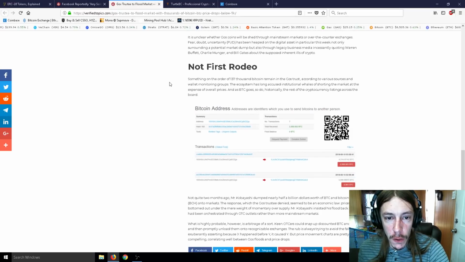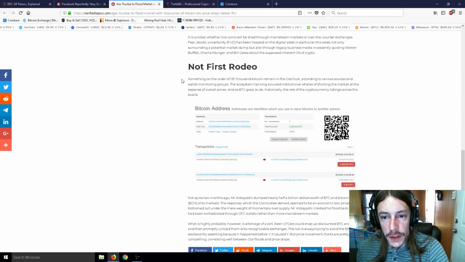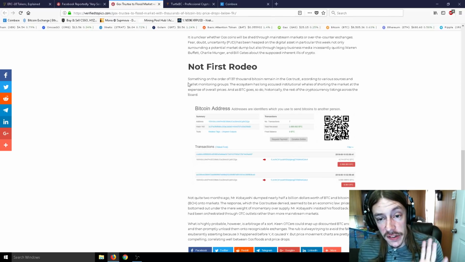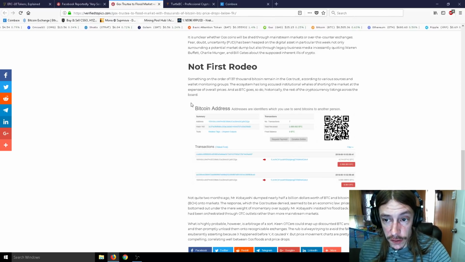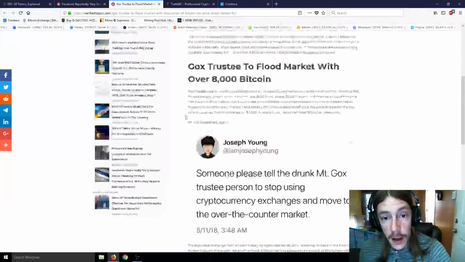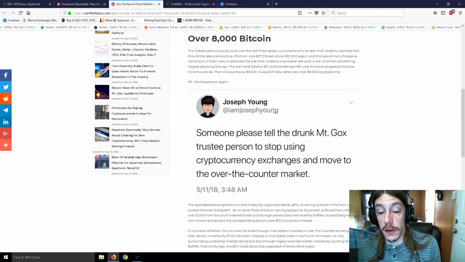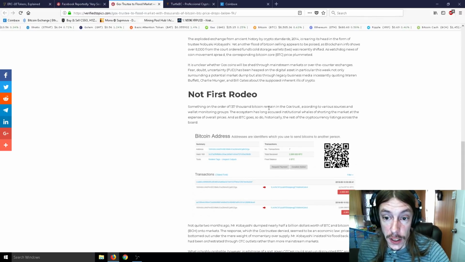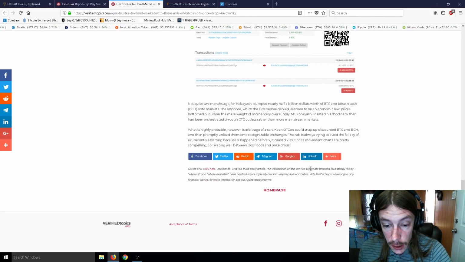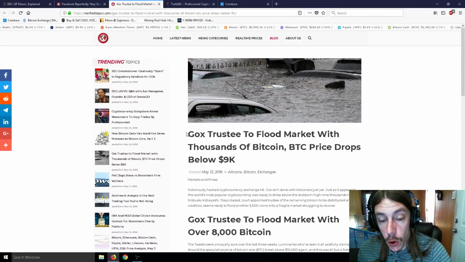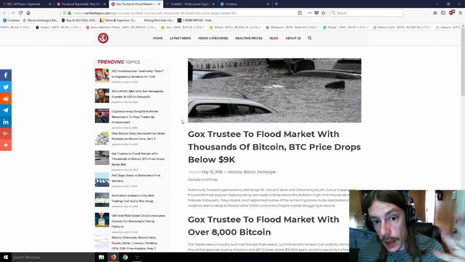Not the first rodeo. Something on the order of 137,000 Bitcoin. You got that right. 137,000 Bitcoin remain in the Gox trust, according to various sources and wallet. So people are freaking out about 8,000 Bitcoin. 8,000, and there's 137,000 left. So we could see their wallet. So hopefully they go about this in a way that's not lowering the price.